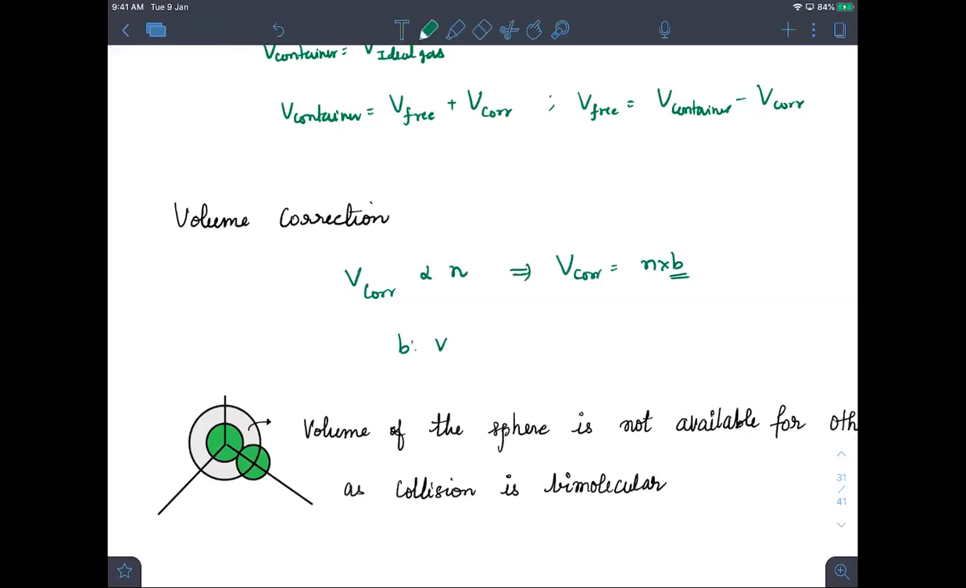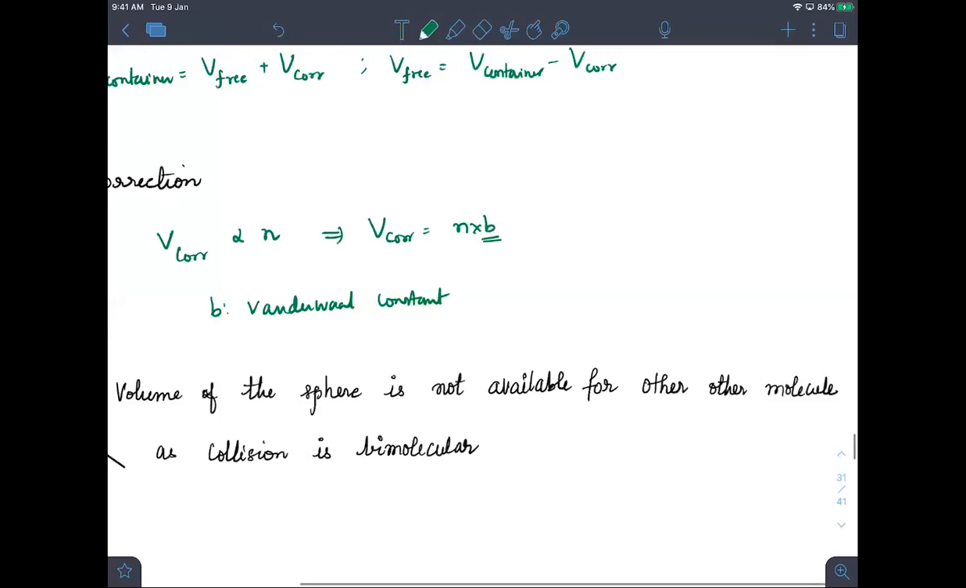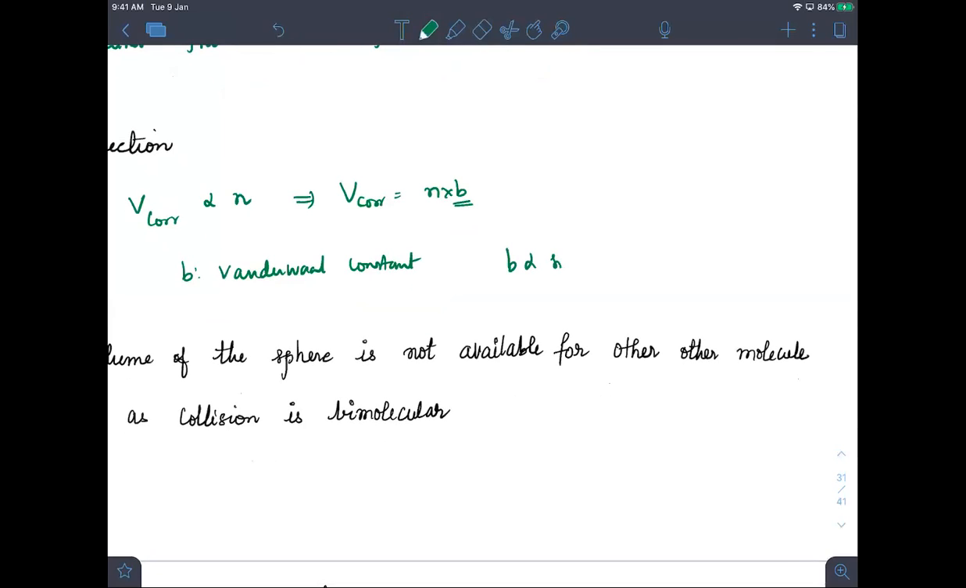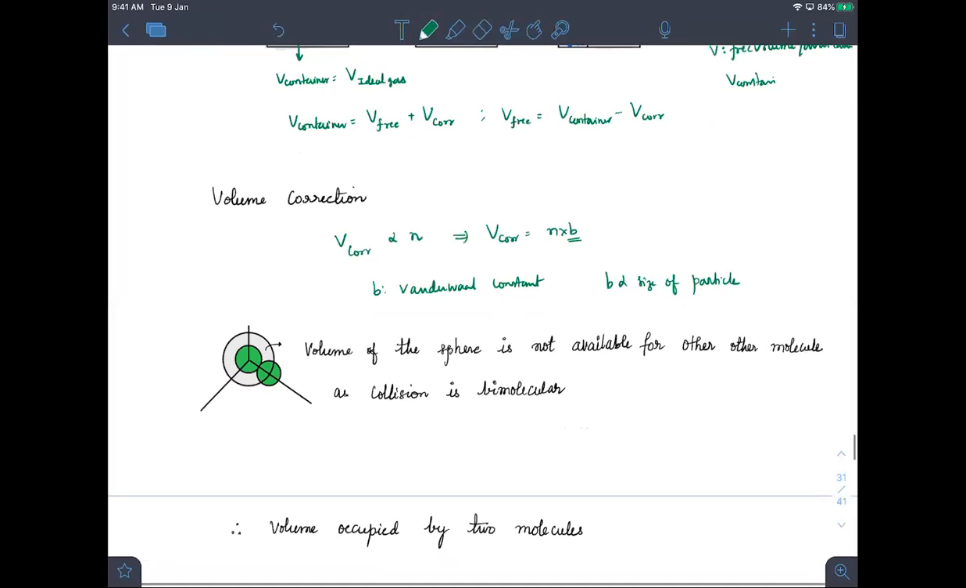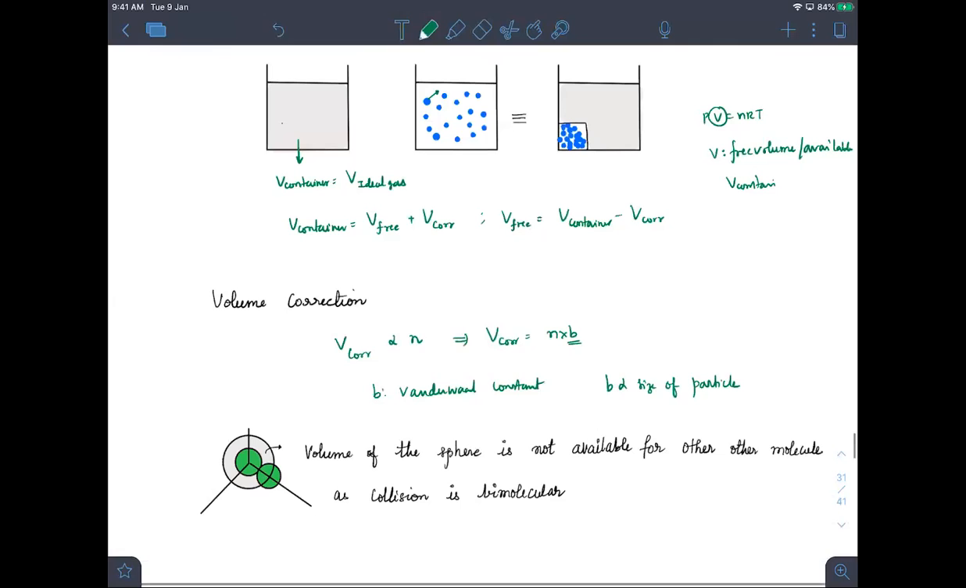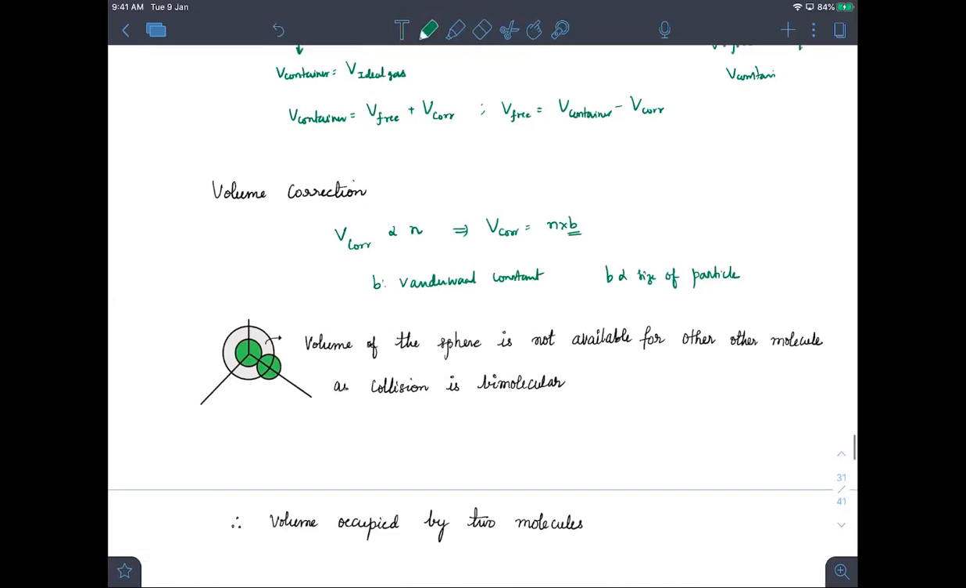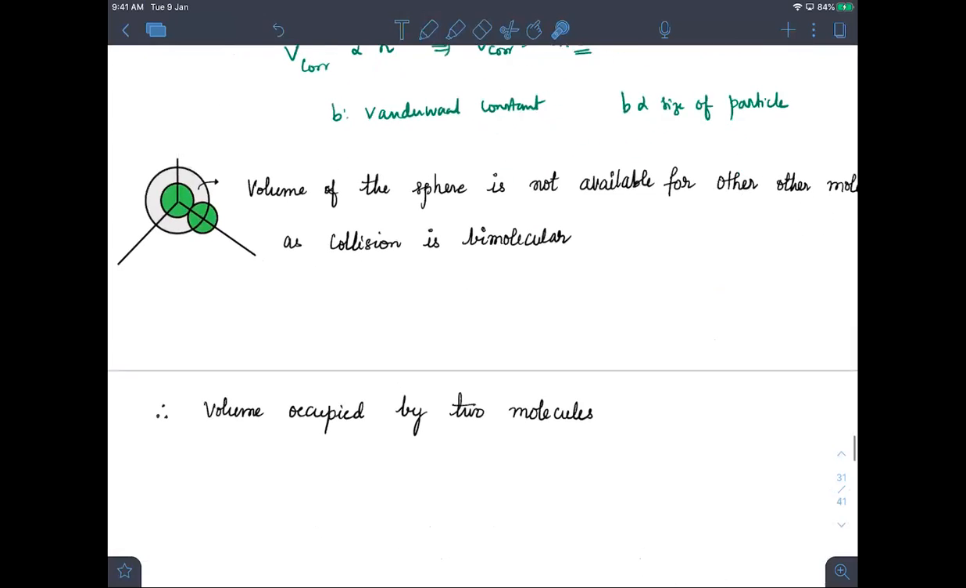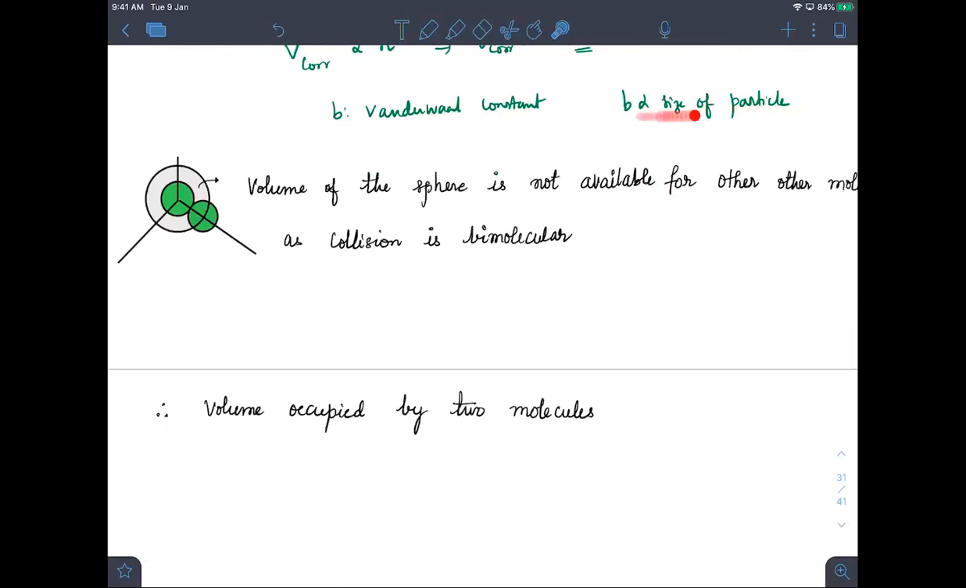Now this B is another van der Waals constant, and B directly depends upon the size of the particle. It has nothing to do with attraction or repulsion. It is mainly to do with the size of the particle. So this is the other correction factor. Combining both these correction factors, we will get the real gas equation. But let us understand what this B is exactly and what it depends on.